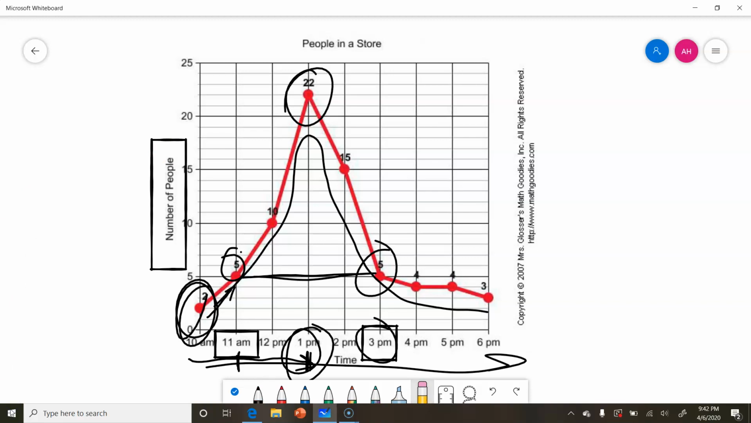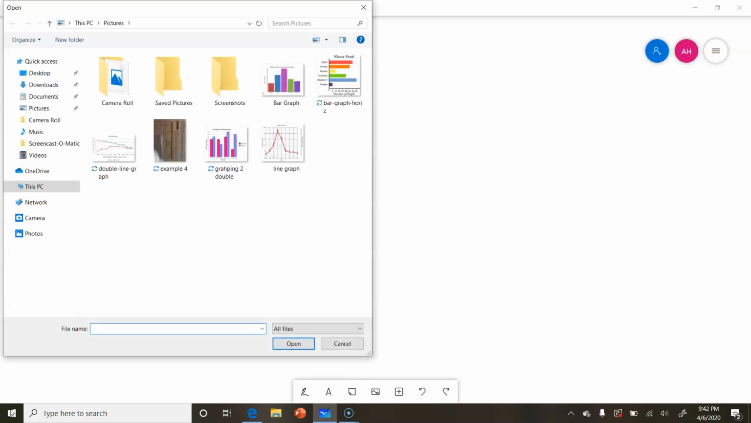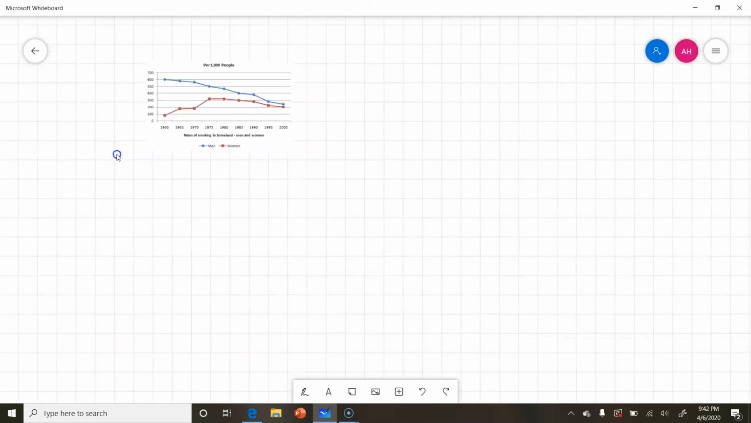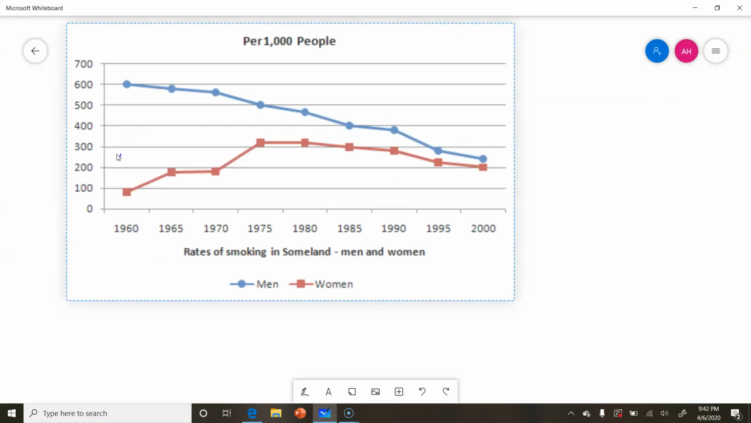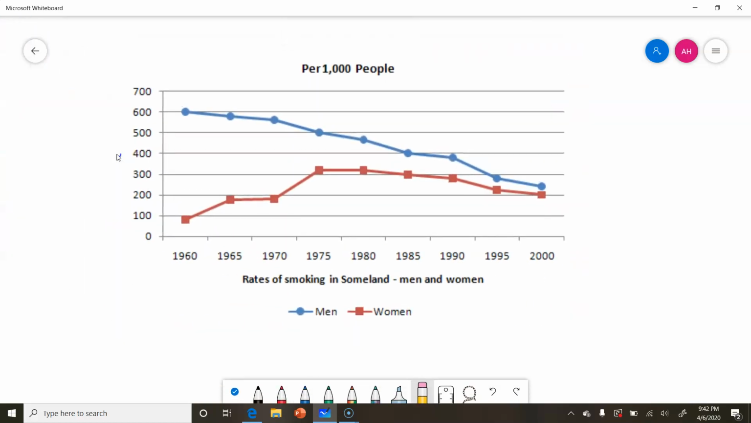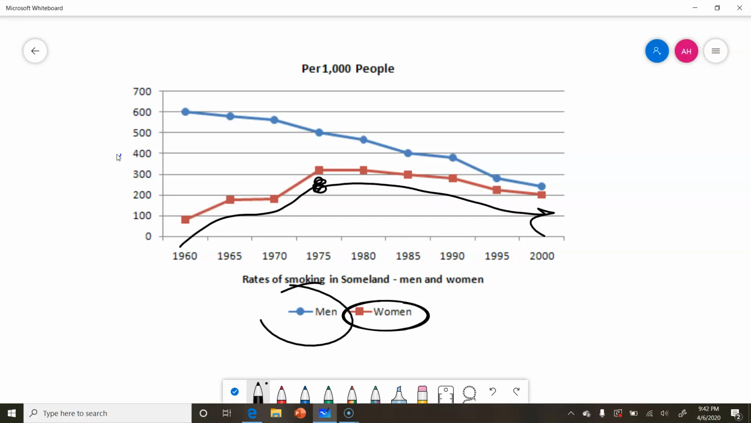Okay, and so finally here, instead of just having 1 line, sometimes we can have 2 lines. So if we have what's called a double line graph, it will look something like this. And you have an example of this in your textbook as well, but you can see there's 2 lines. So you can see the rate in women, which is the red here, is going up, hits a peak in 1975, and then starts coming down. You see that for men here in the blue is up here at 600 per 1,000 people, and it is going down the whole way. Okay, so we can interpret that.